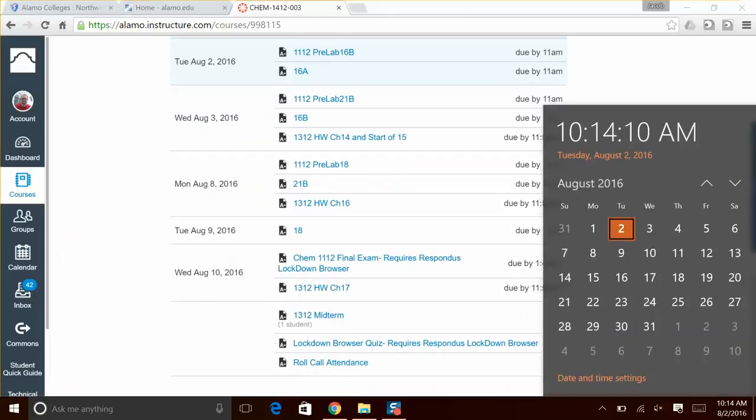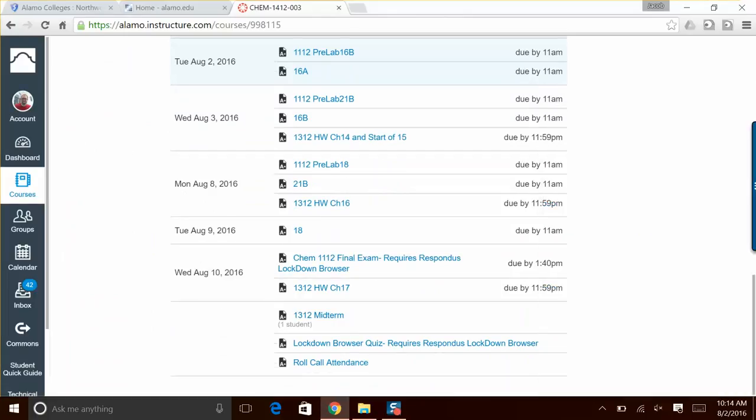Next week is the 8th. On Monday we have Lab 21B, I'm sorry, Pre-Lab 18. We should not have Lab 18. That's our oxidation reduction lab. No, actually, that's the spontaneity lab, the thermodynamics lab. 21B is our oxidation reduction.